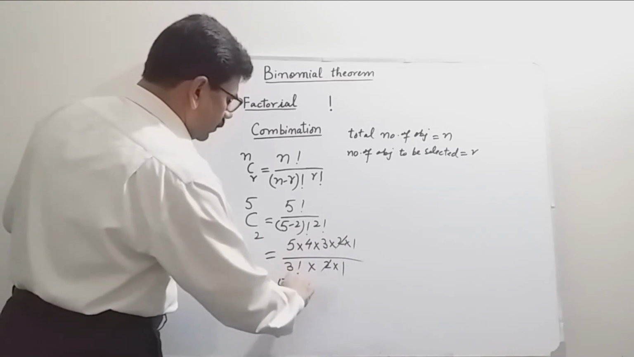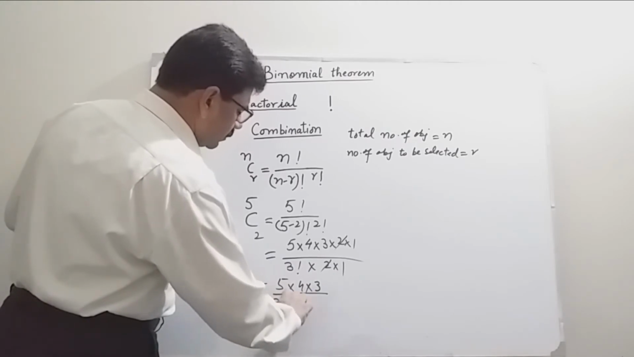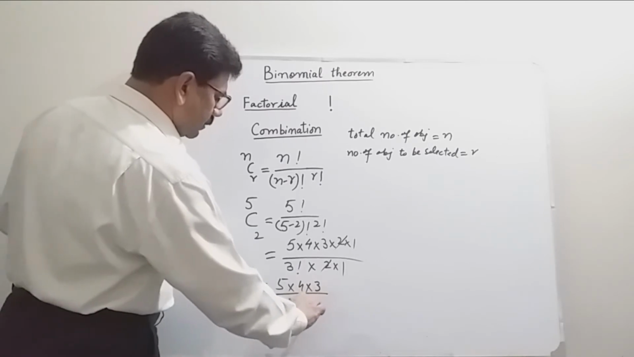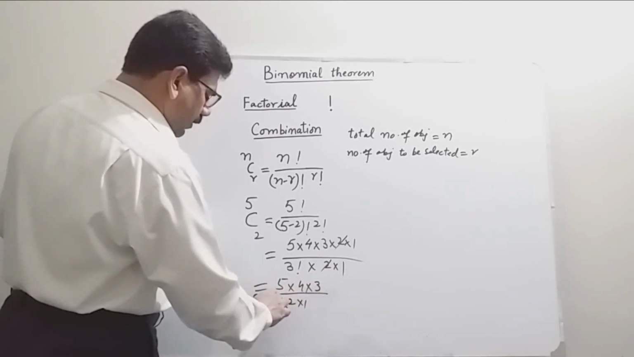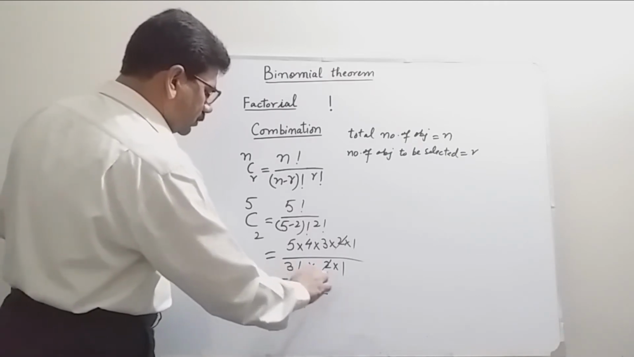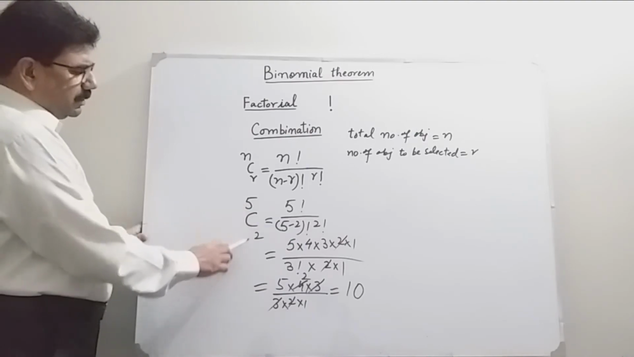5 times 4 times 3 divided by 3 times 2 times 1, because 3 factorial will be equal to 3 times 2 times 1. Here we will cancel this 3 with this 3, and 2 2s are 4. 5 times 2 will be equal to 10. So 5 combination 2 will be equal to 10.